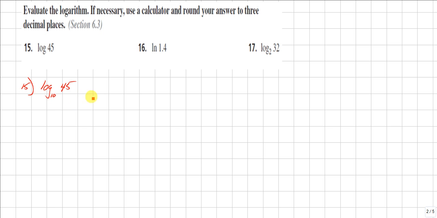So how that would work is these are the keystrokes on the calculator. Log, and then I get a parentheses, and I would put 45 in there and be sure to close those parentheses. And I've got 1.653.